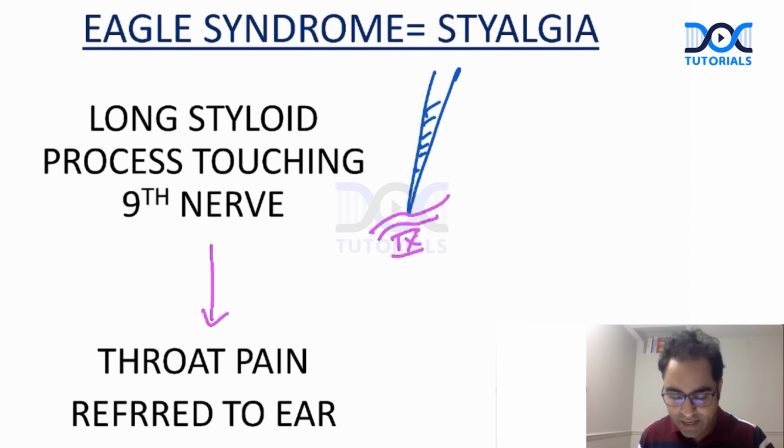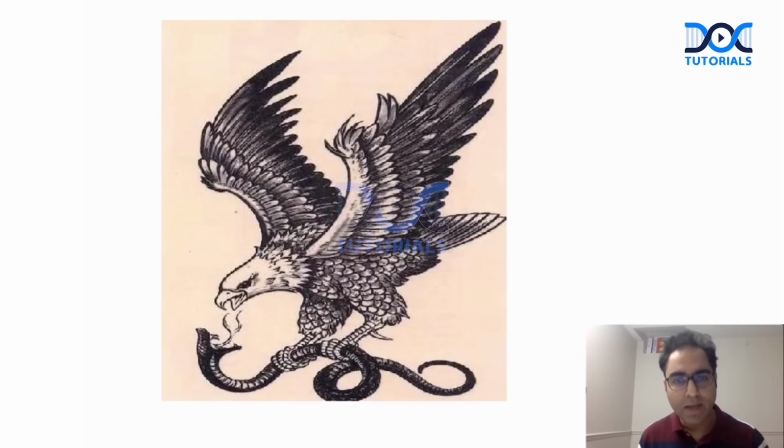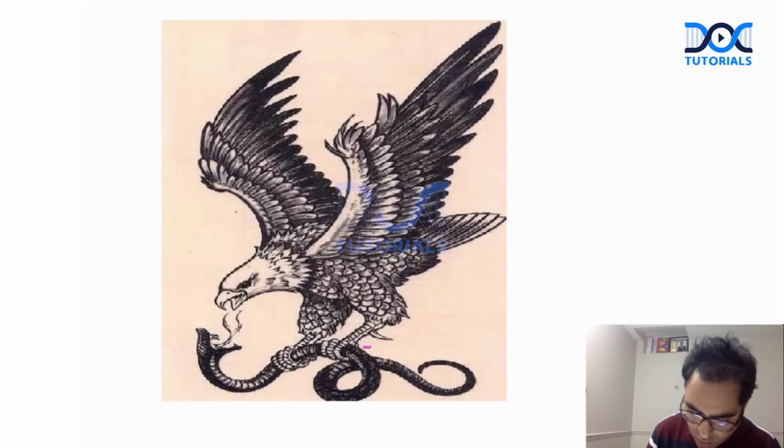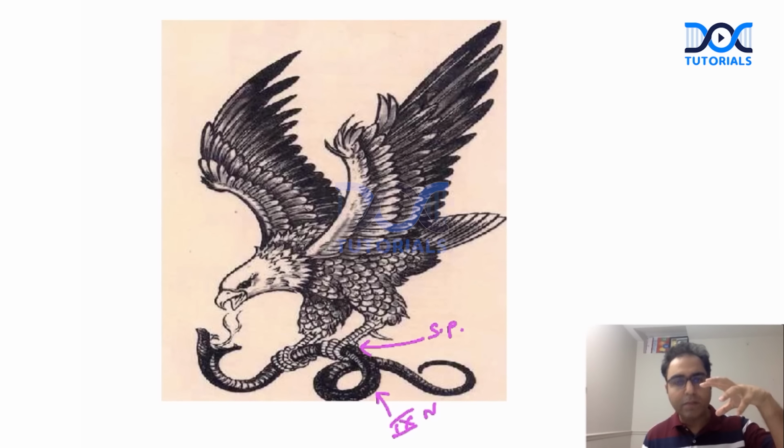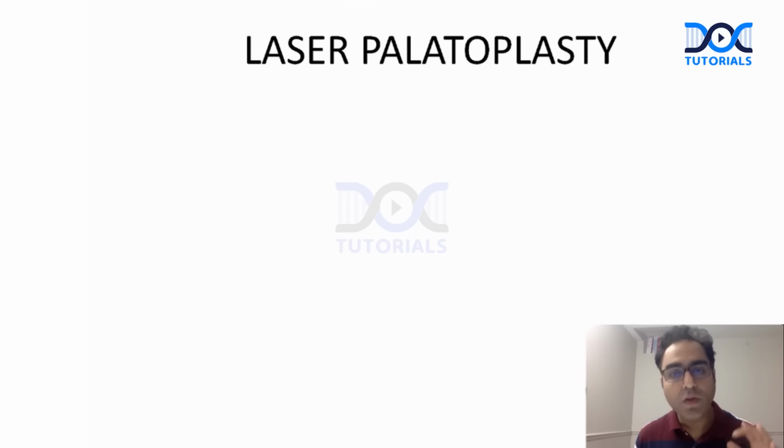How to remember the word Eagle syndrome? Look at the eagle. We see the eagle has a long styloid process. The claw of the eagle is holding the snake. The claw of the eagle represents the styloid process, and the snake represents the ninth nerve. Remember, visual pictorial memory is the best memory. That will help me recall in the paper Eagle syndrome or styalgia. Treatment is styloidectomy.